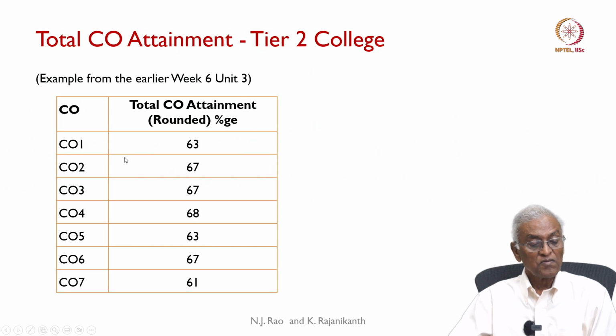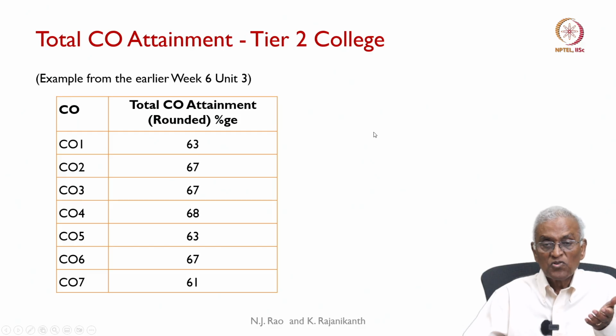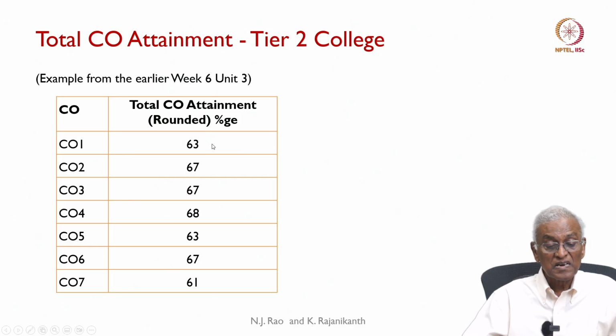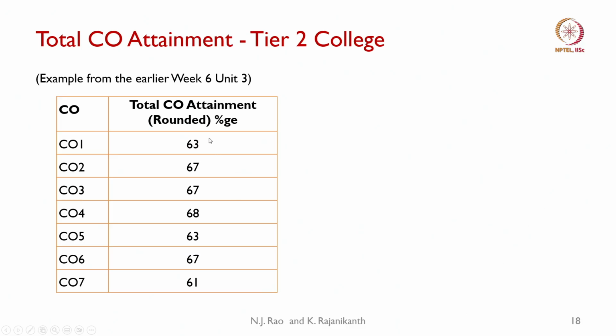Okay. Now, because we have to start from CO attainment, the CO attainment rounded percentage that we are using, whatever method has been presented earlier, CO1 we attained 63%, CO2 67 and so on. These are the attainment percentages. They look, I think, deceptively somewhat closer, but in actuality one may vary significantly from the other.